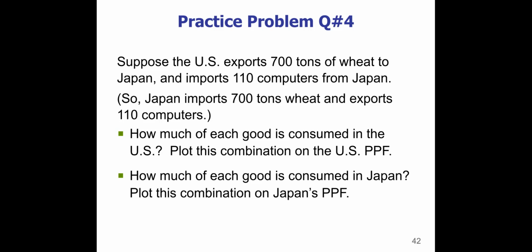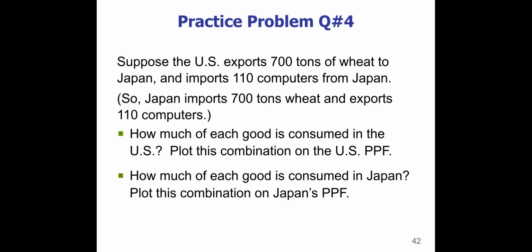In question number 4, I have set up an example of import and export trade values. So let's say that the US decides to export 700 tons of wheat to Japan and import from Japan 110 computers. I need you to start at point B, and then you're going to either add or subtract the amount of wheat and computers from point B to determine how much we'll get after the trade. And we're assuming that 700 tons of wheat in exchange for 110 computers works for both countries.